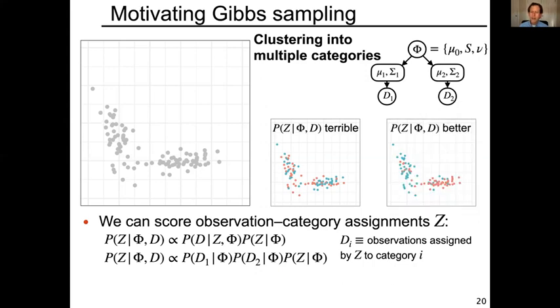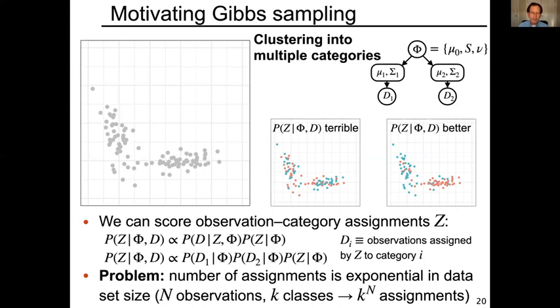In contrast, here's another assignment which is going to be a lot better, because you'll be able to, for example, have a category that looks a little tighter for the blue dots, and have a category that once again looks a little tighter for the red dots. Okay, so that's the impetus and the actual math behind how you can score observation category assignments. So you could say, well, let's just search over the set of category assignments exhaustively, and we'll just take the best category assignment. We'll determine those probabilities. But that actually is not computationally tractable because the number of category assignments is exponential in the data set size.